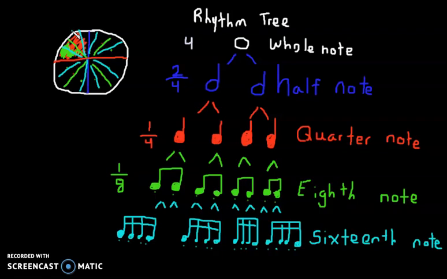Okay, we have 1, 2, 3, 4, 5, 6, 7, 8, 9, 10, 11, 12, 13, 14, 15, 16. Okay, great. I did do this right. We have 16 slices, and these are really small slices. These are really small notes. So every one of these are really fast. I'm going to pause it right here, and we'll pick up later.